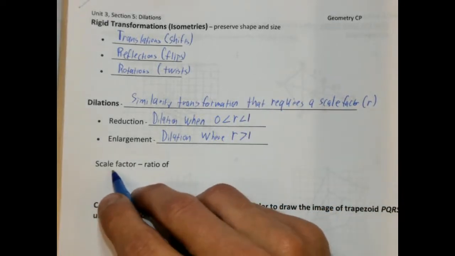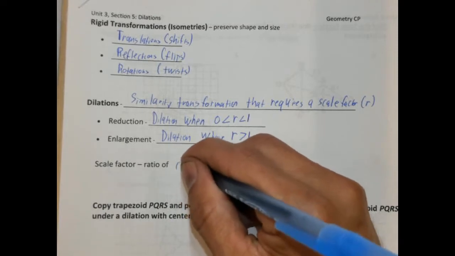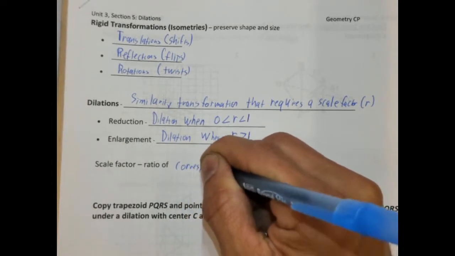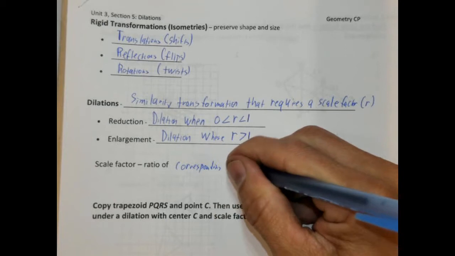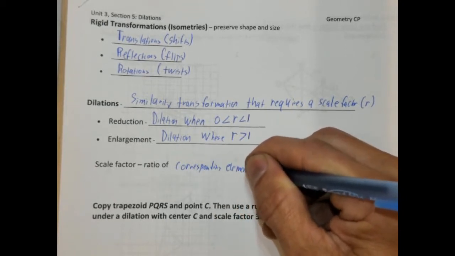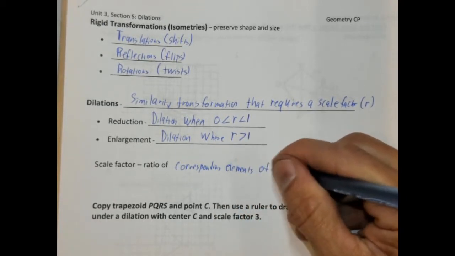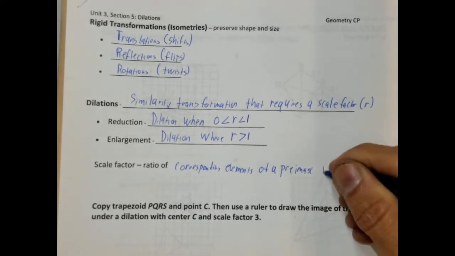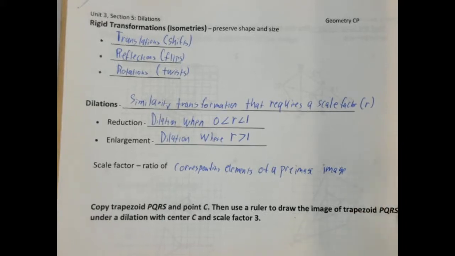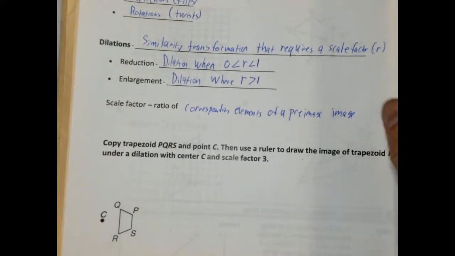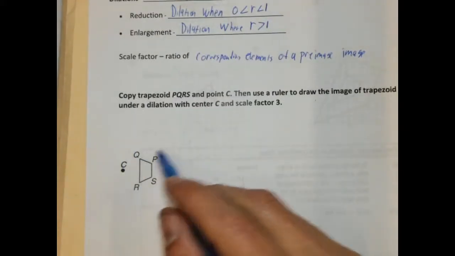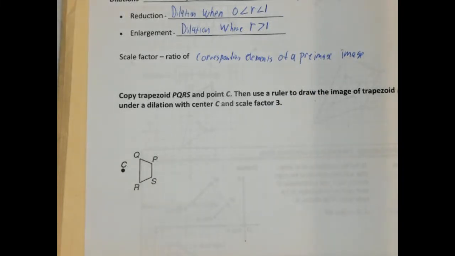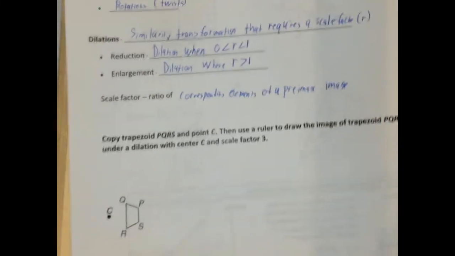The scale factor is the ratio of corresponding elements of a pre-image and image. Now there's an example here where you can use a ruler. I actually don't like this example because the way it comes out with a ruler is not very useful. So I'll show you another example other than that. I just don't really care for that one. Now these aren't too bad. Okay, let's check these out.